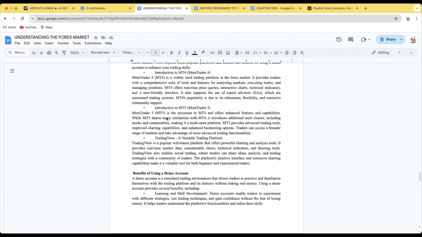MetaTrader 5 is the successor to MetaTrader 4 and offers enhanced features and capabilities. While MetaTrader 5 shares many similarities with MetaTrader 4, it introduces additional asset classes, including stocks and commodities, making it a multi-asset platform. MetaTrader 5 provides advanced trading tools, improved charting capabilities, and enhanced backtesting options. Traders can access a broader range of markets and take advantage of more advanced trading functionalities.